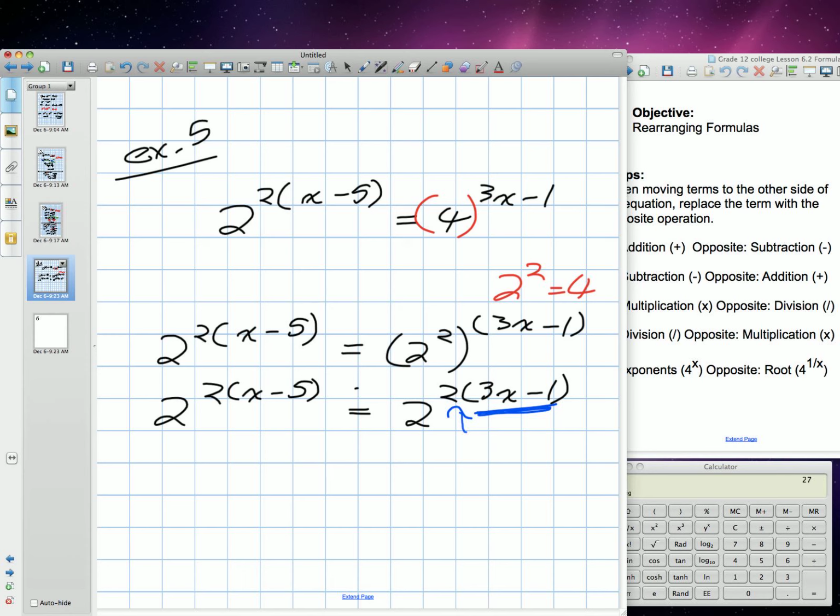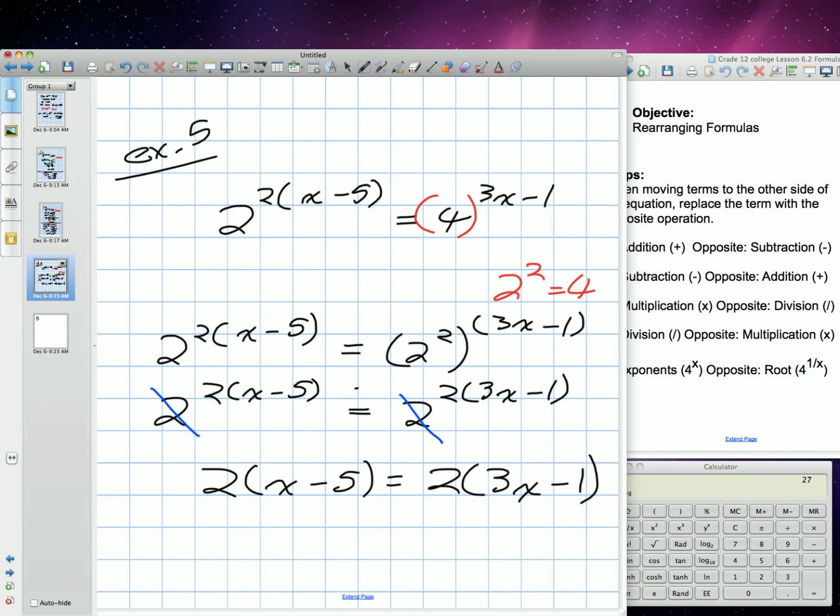Before I use distributive property, I'm going to get rid of the bases. They're now finally the same. So we're going to drop our base of 2. And our question reads 2 times x minus 5 is equal to 2 times 3x minus 1. Okay. We can distribute the 2 in. Technically a faster way we could do this.